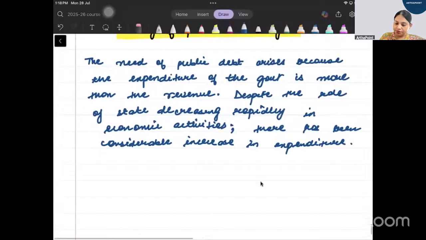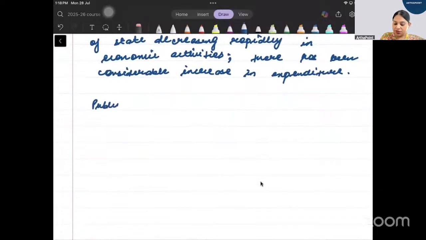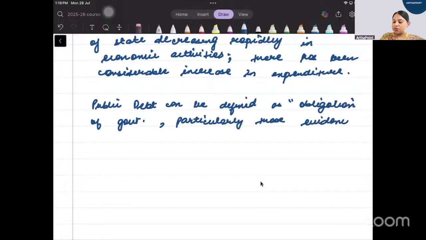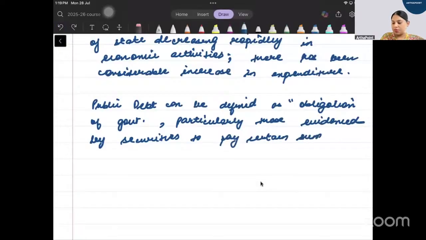So, public debt can be defined as obligation of government, particularly those evidenced by securities, to pay certain sum to the holders at some future date.